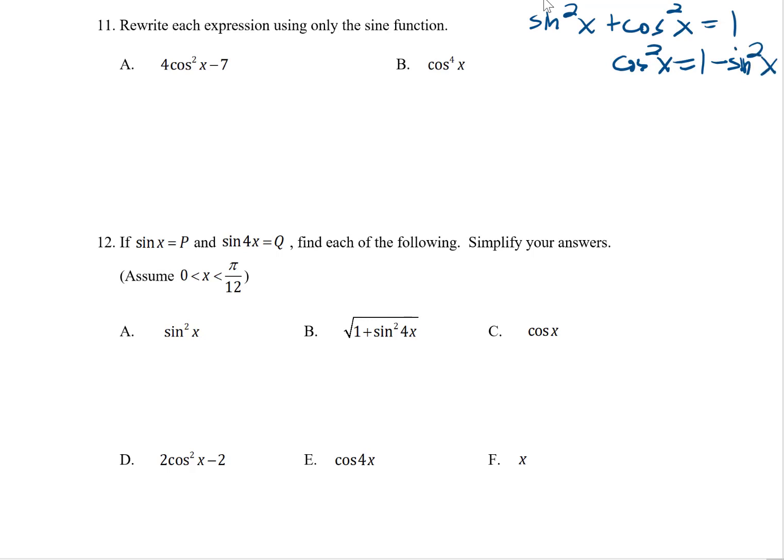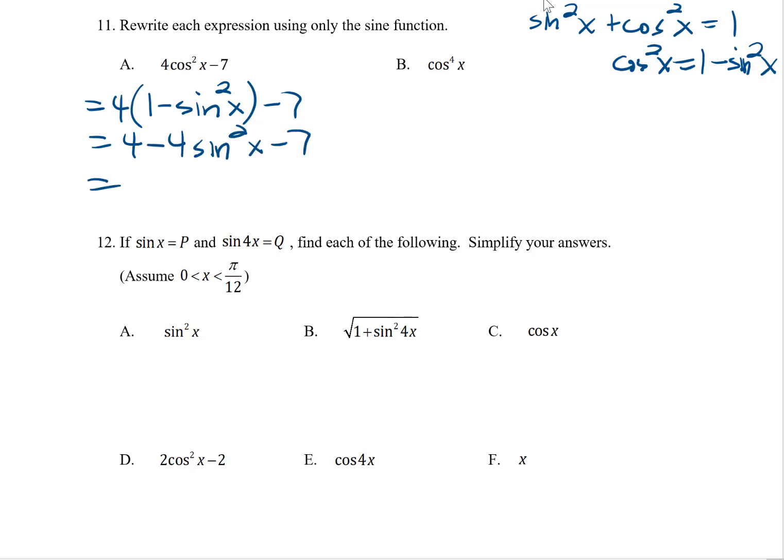So I can come back to my original expression, and when I get to the cosine squared x, I can replace it with 1 minus sine squared x. All that's left is a little bit of cleanup here. I can distribute that 4, and then 4 and minus 7 are like terms, so 4 take away 7 is negative 3. I end up with negative 3 minus 4 sine squared x. It's an equivalent expression using sine instead of cosine.